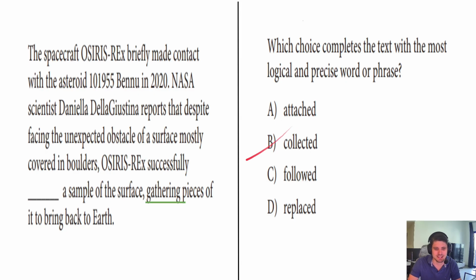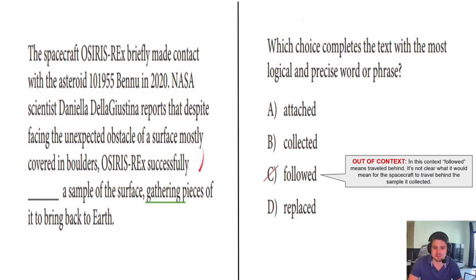So attached, I guess OSIRIS-REx successfully attached a sample of the surface, maybe? Collected, B would make more sense. Usually what we do is collect a sample. That's more common. And then I look at here and I see option C, followed. Followed does not match gathering, and it also doesn't match the context of this text. Why would a spacecraft follow a sample of a rock or something? I don't know. I don't even understand 90% of this, but I can still find the right answer. That doesn't make sense. In this context, followed means traveled behind, and it's not clear what it would mean for a spacecraft to travel behind the sample it collected.